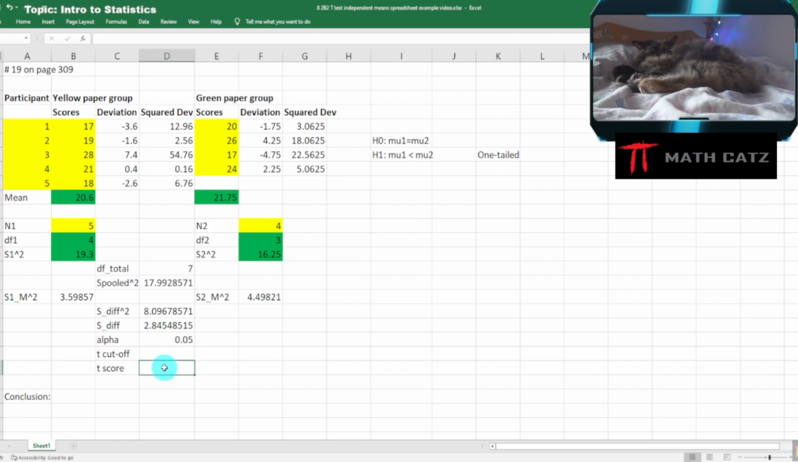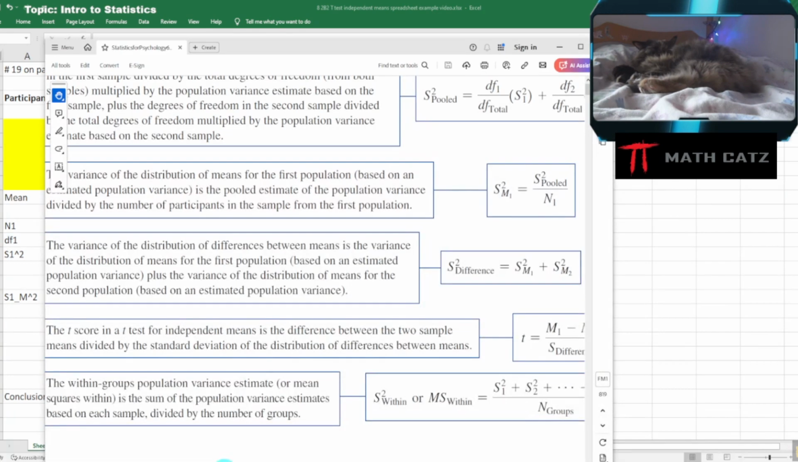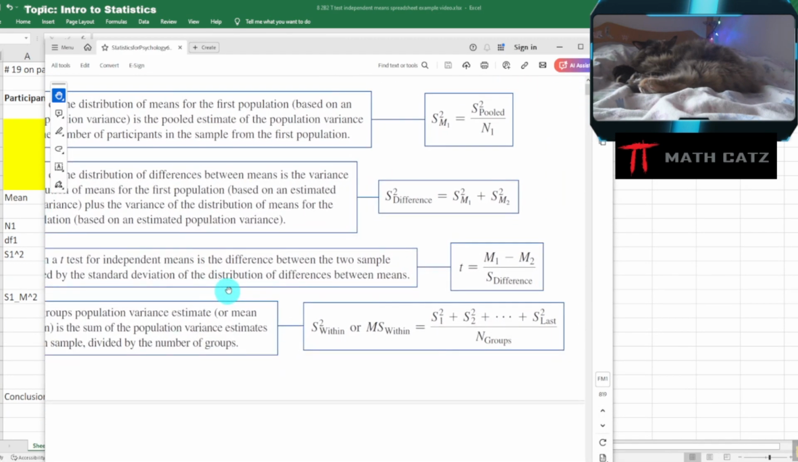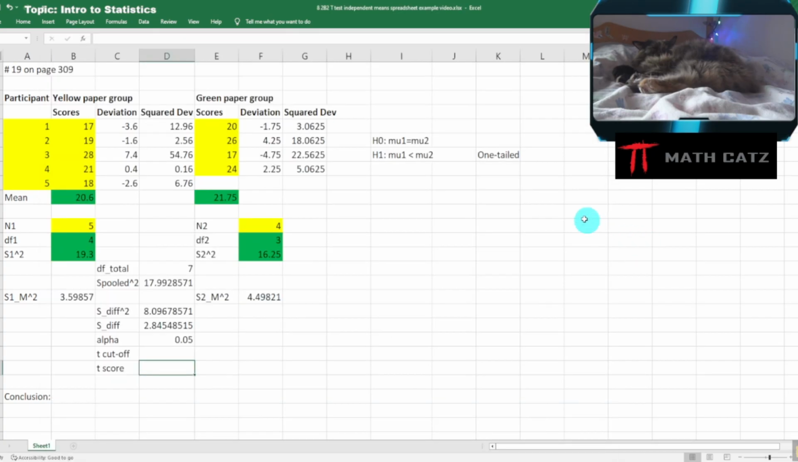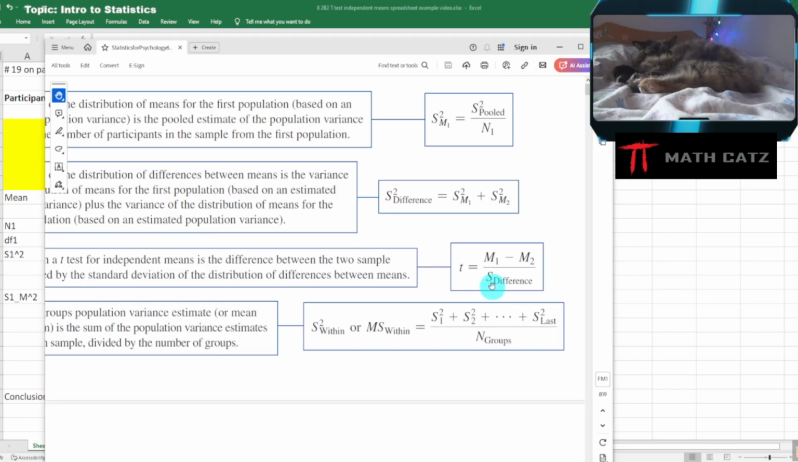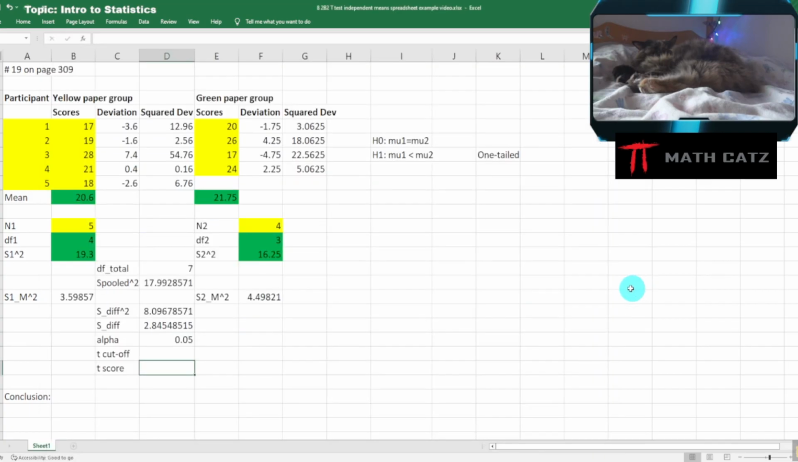I just want to calculate my t-score while I have the formula sheet over here. So this is the formula for my t-score, difference of the two sample means, minus really the difference of the population means, but if they are the same, that difference is going to be 0, divided by the standard deviation estimate of my comparison distribution, which is the distribution of the difference of the means. It's a mouthful. So let's calculate that.